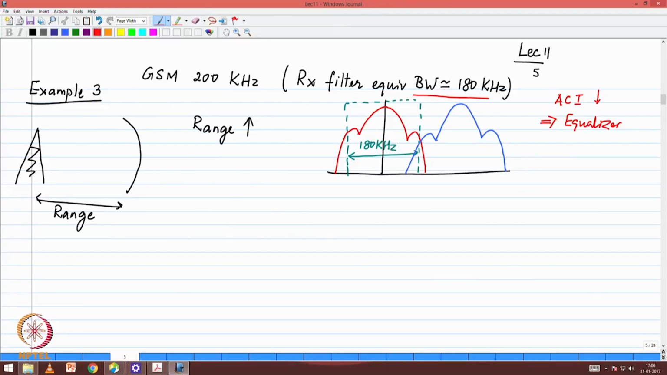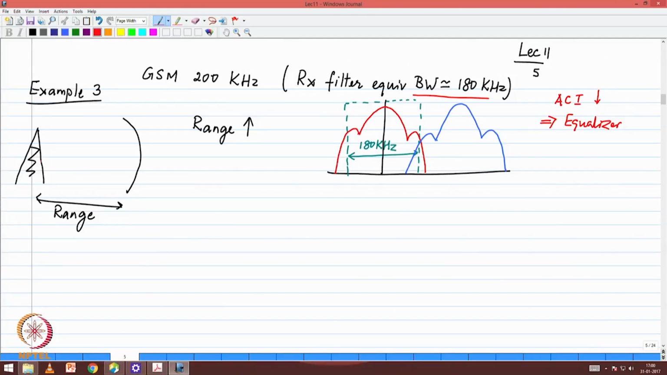Now, why not make it 160? Because there you will start to lose more of the signal and you will have higher complexity, and by the way, reducing it to 160 may not buy you much in terms of adjacent channel. So keep that picture in mind, that there is one reason why we choose the receive filter.